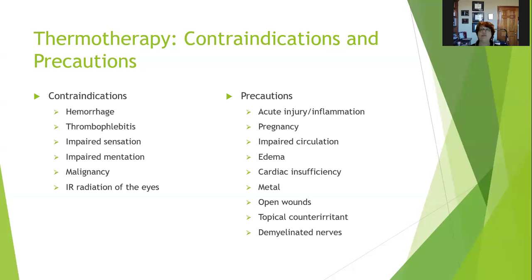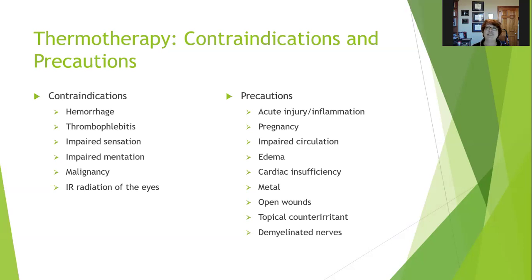Precautions: acute injury or inflammation, because we don't want to increase inflammation and increase vasodilation. Pregnancy: pregnant women are always warmer because they have that extra person and extra circulation, and so heat is often intolerable. Pregnancy is almost always a precaution for everything. Impaired circulation, because you're going to increase vasodilation and you already have impaired circulation. Those two don't go together. Edema, because it's going to increase edema.